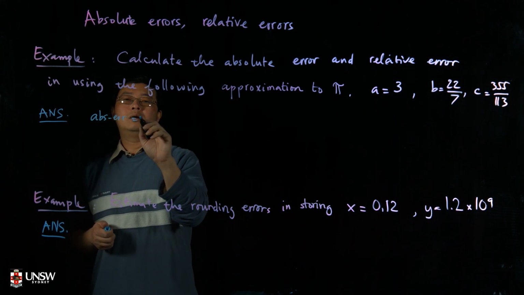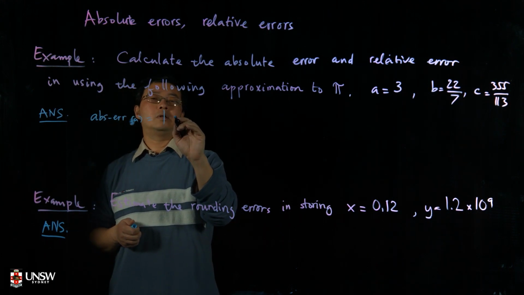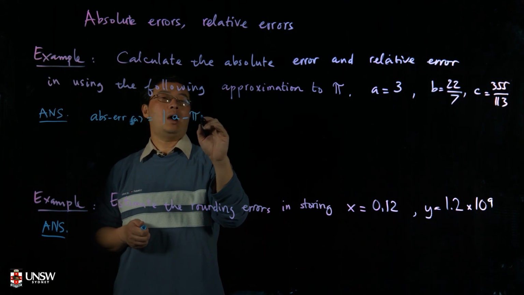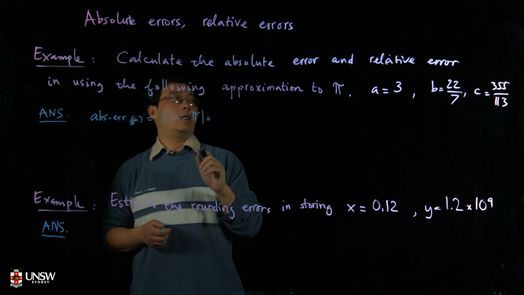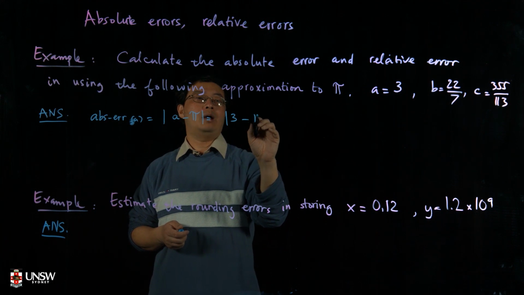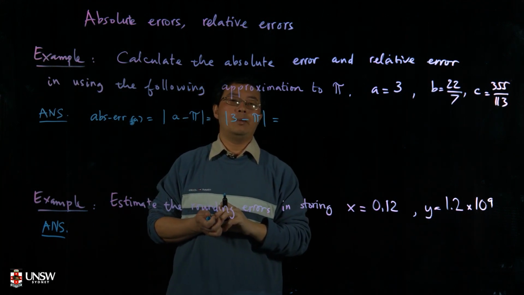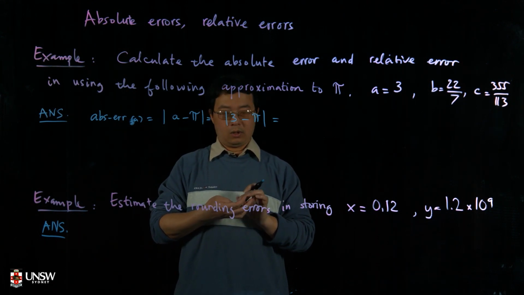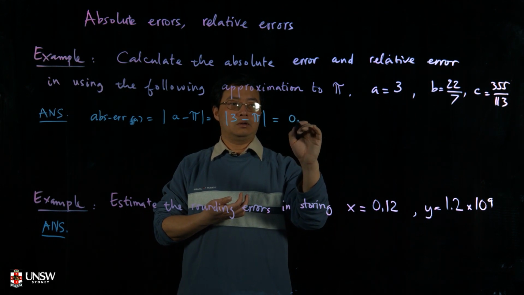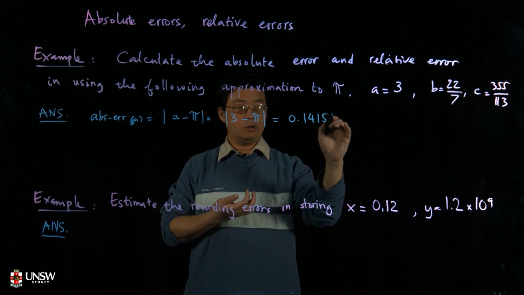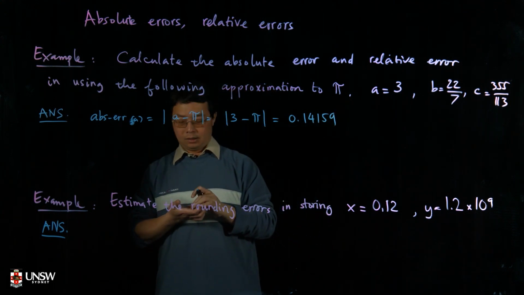So the absolute error is the absolute value of the approximation, in our case a, minus the exact value, in our case pi. So when you have a equals 3, we just have 3 minus pi. If you put it into your calculator, you get the result, which is 0.14159, up to 5 digits after the dot.